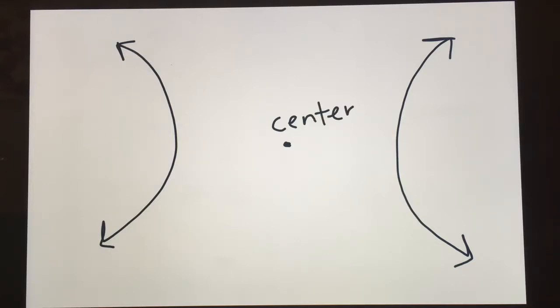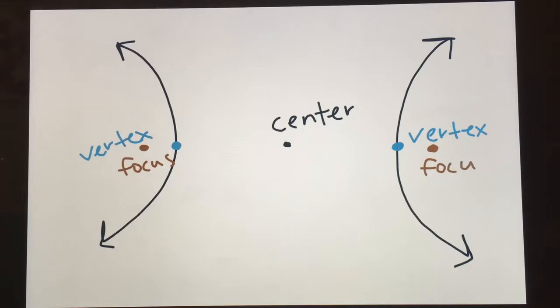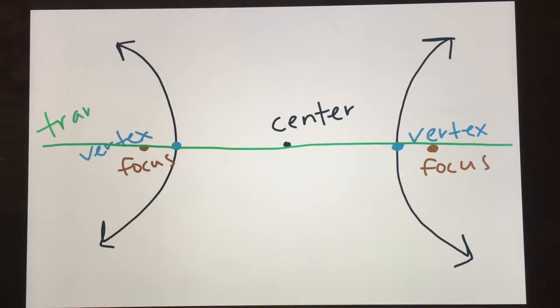All right, and then directly in line with the center and in the middle of those arcs, we have what we call in this graph the vertex. So there are two vertices here. And then just on the inside of the arc right here, not actually technically on the graph, not on the line, we have the foci. And then the line that goes through all of those points is called the transverse axis.